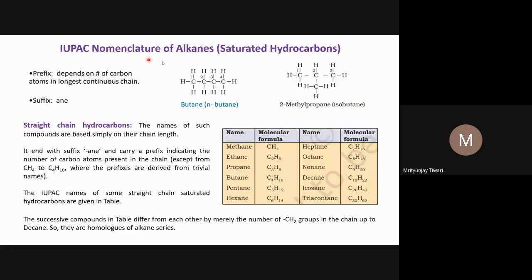Now let's see the IUPAC nomenclature of alkanes, the saturated hydrocarbons. The name alkane is the IUPAC nomenclature; the earlier name was paraffins. These alkanes can be straight chain hydrocarbons, and they can also be branched.